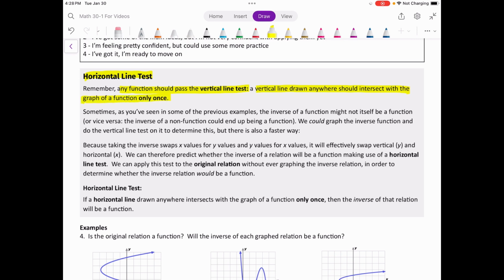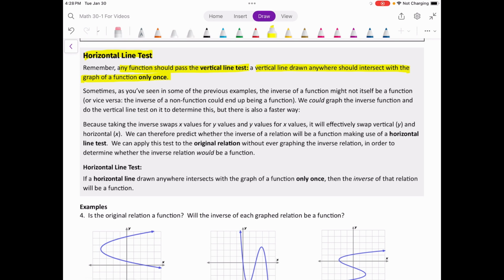It's not some magic trick. What we're doing by drawing a vertical line is examining each value of x. Wherever we draw the vertical line, we're just examining that value of x. If it intersects with our graph more than once, anywhere, that means at that value of x, there's more than one value of y being output. So it's not a function, right?